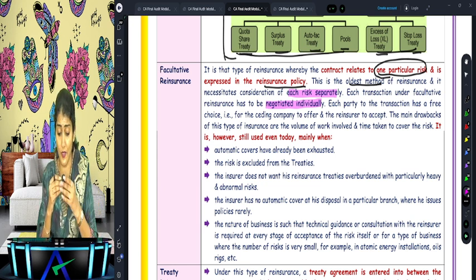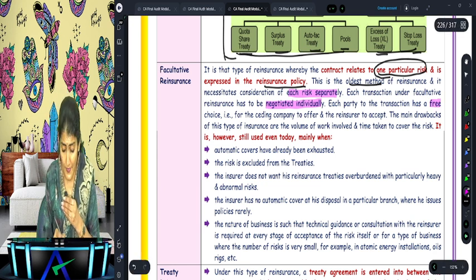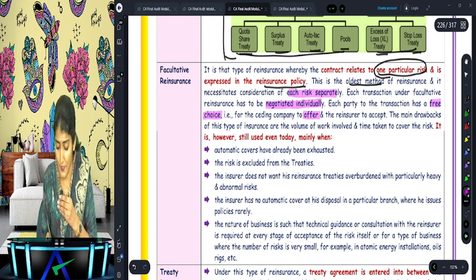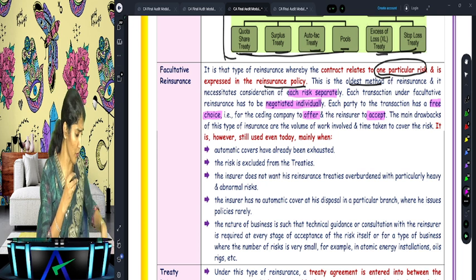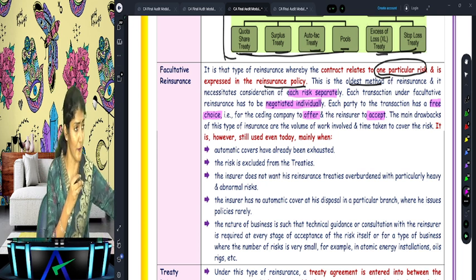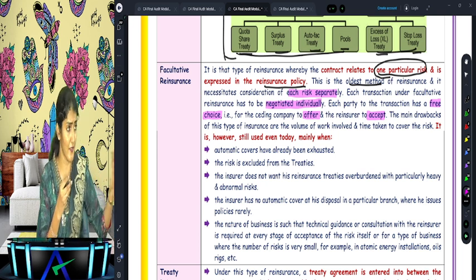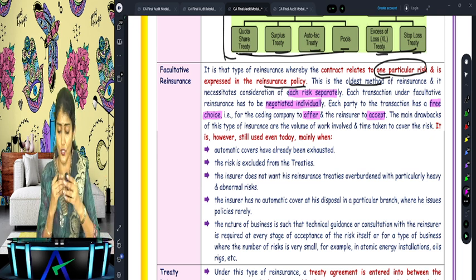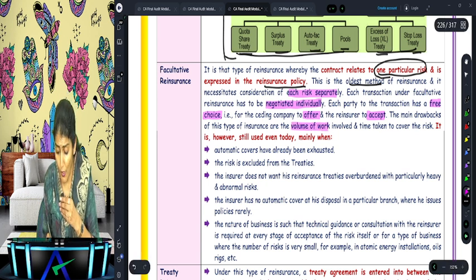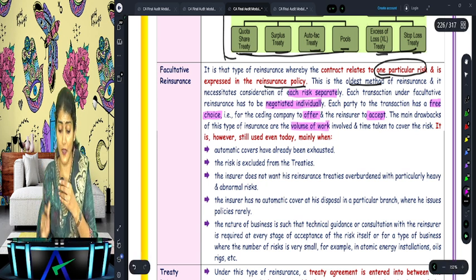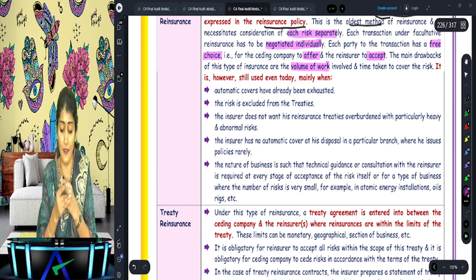Each party to the transaction has the free choice, the ceding company to offer and the reinsurer to accept. So what I said, okay, this one reinsure, this one don't reinsure. They say, this we accept, this we do not accept. So both parties have the free choice. Then the main drawback of this method is the volume of work involved and the time taken to cover the risk. However, still it is used even today.